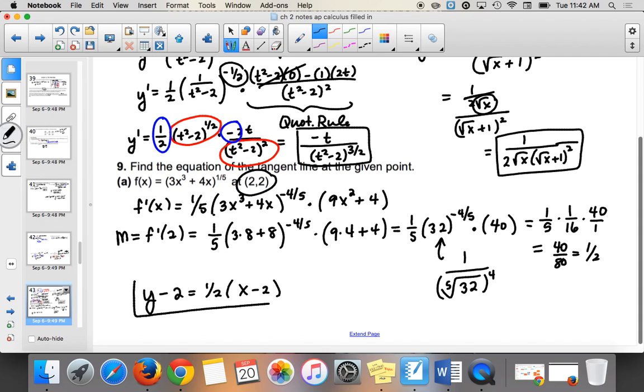Where'd the 1 over 16 come from? From here. The 5th root of 32 is 2. And then 2 to the 4th is 16.